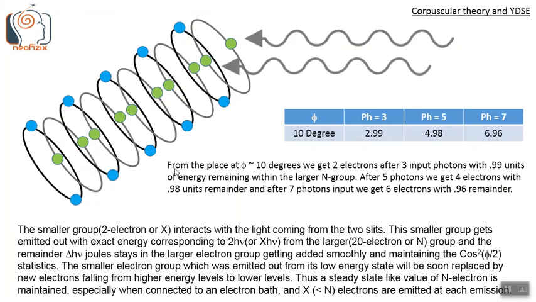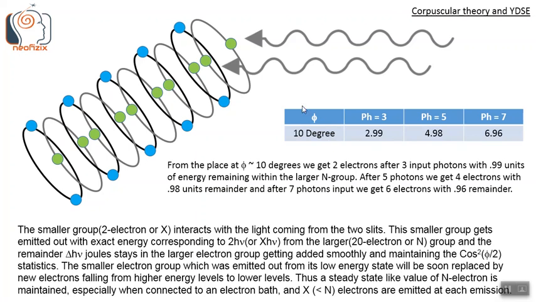There is a gap. Once it reaches this 2.99, we can get 2 electrons from this 3 photon input. So the remainder 0.99 units will remain in the larger group and will be added. And after 5 photons, we can get a total of 4 electrons. So 2 we have already got, we can get 2 more electrons, and there will be a remainder 0.98. And after inputting 7 photons at this place with phase difference 10 degrees, we can get 6 free electrons out, and 0.96 energy will still remain within the system.